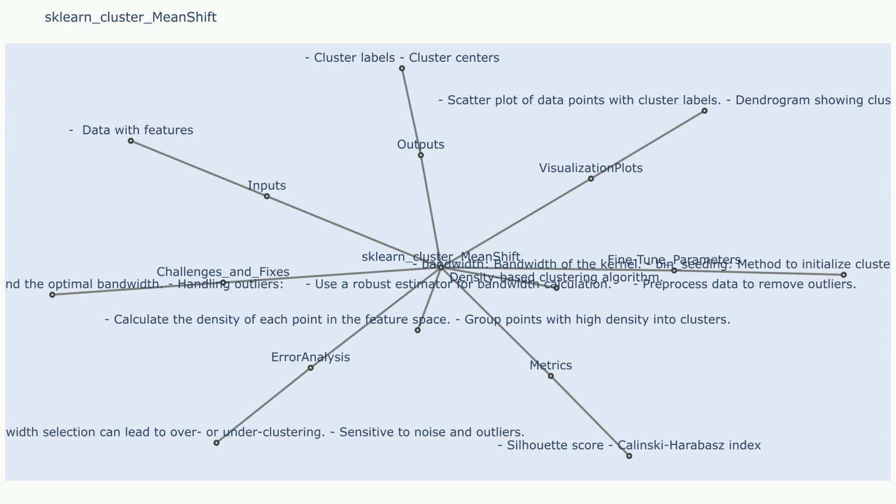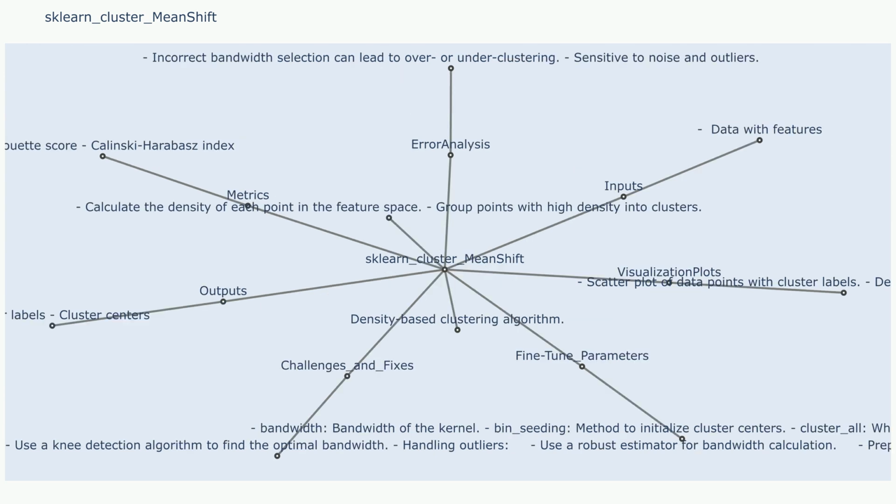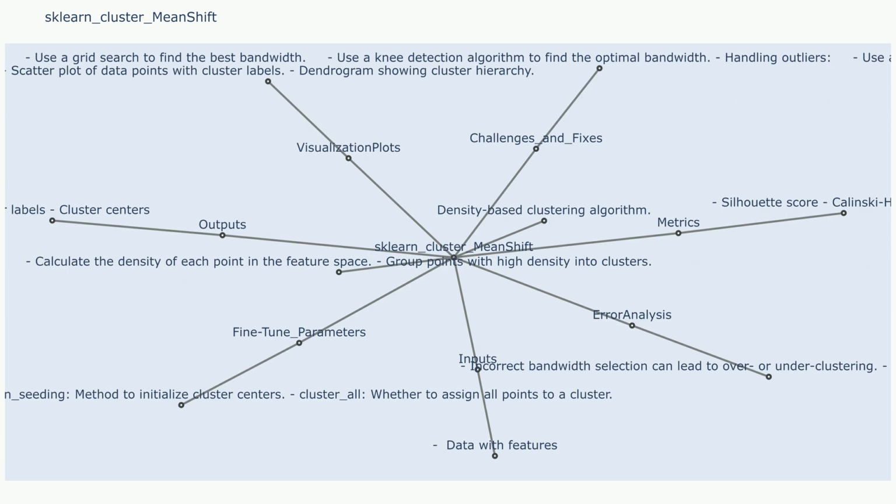Uncertainty methods. Stability analysis by running mean shift with various random initializations or bandwidth variations. Observe the consistency of cluster assignments. Density-based thresholding. By setting a threshold on the density of clusters, you can identify areas of uncertainty where the density is low. Challenges and fixes.